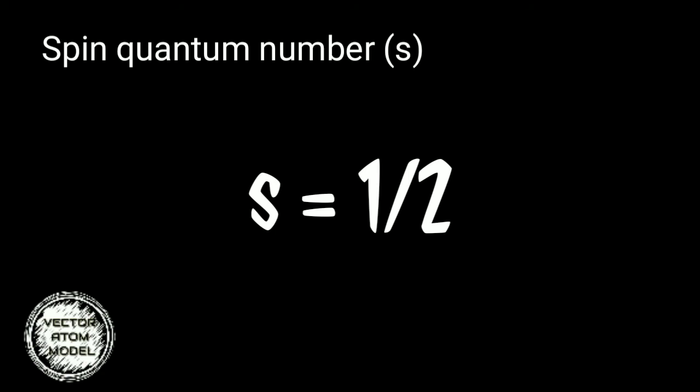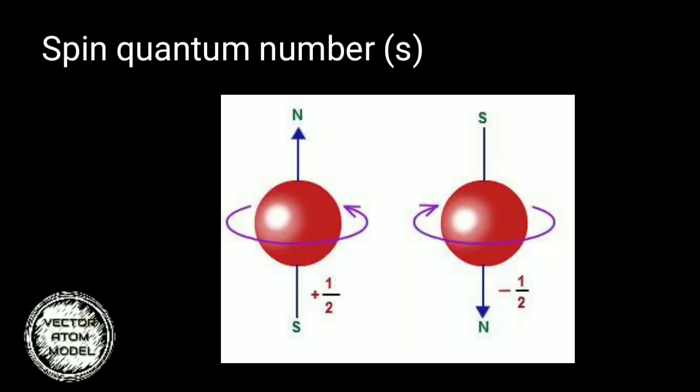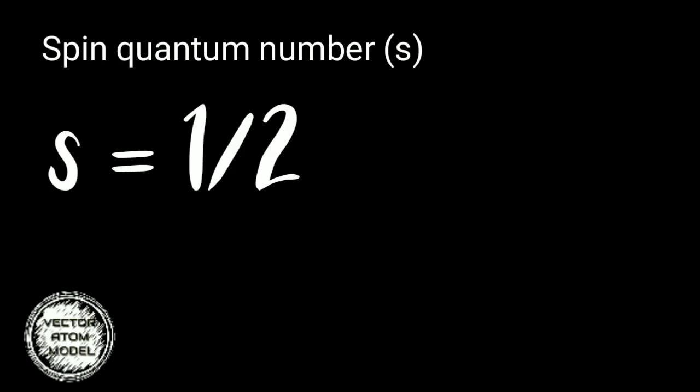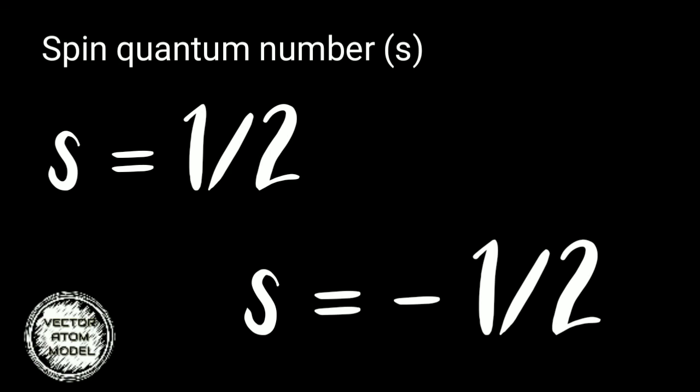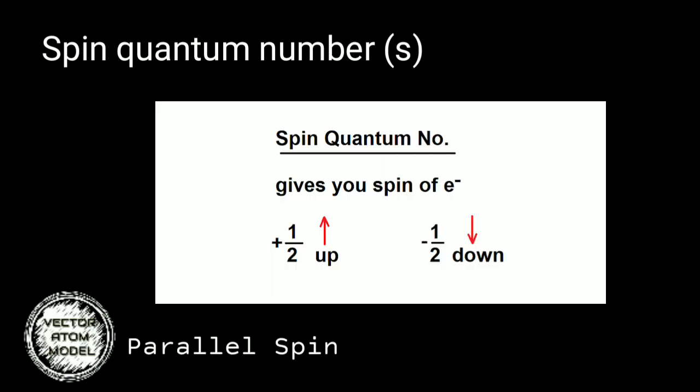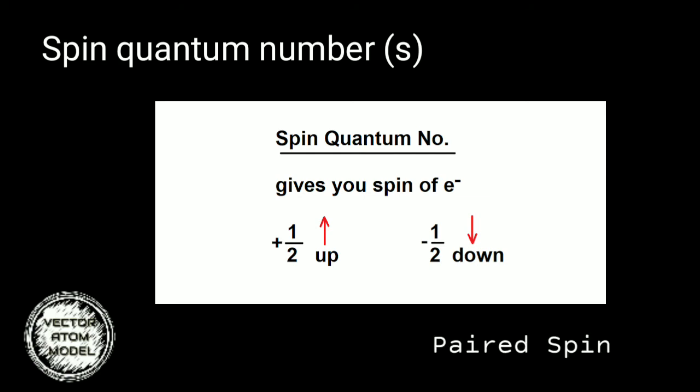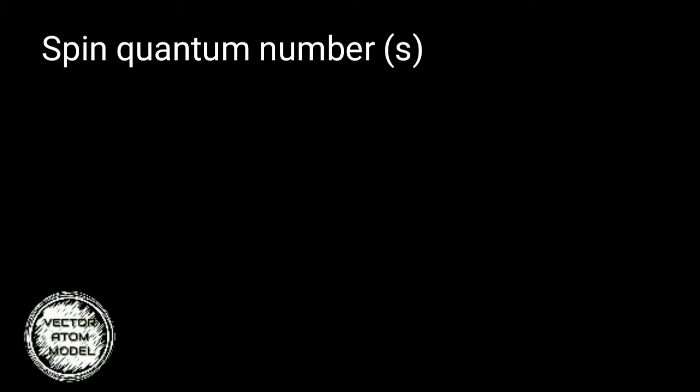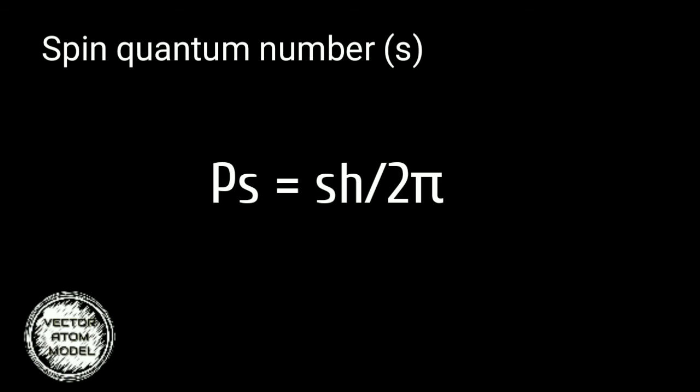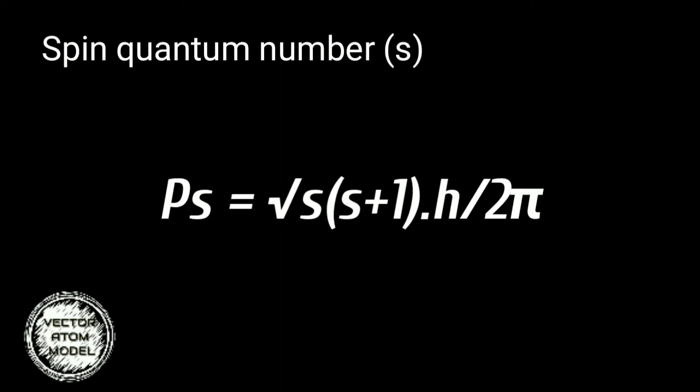Since the spin motion can be clockwise or anti-clockwise, s can be positive or negative, that is s is equal to 1 by 2 or s is equal to minus 1 by 2. Two electrons with the same sign of spin quantum number are said to have parallel spins. Two electrons with the opposite sign of spin quantum number are said to have opposite spins or paired spins. The spin angular momentum is given by Ps is equal to s h by 2 pi. According to wave mechanics, Ps is equal to root of s into s plus 1 into h by 2 pi.